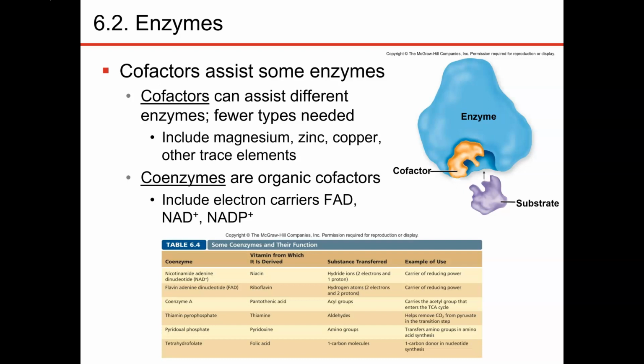So think about it. An enzyme is catalyzing a reaction, but sometimes the substrate and enzyme don't fit together. A cofactor, a coenzyme, helps them to work together. Examples of coenzymes: FAD, NAD, and NADP. These are all the electron carriers that I talked about in a couple slides ago.